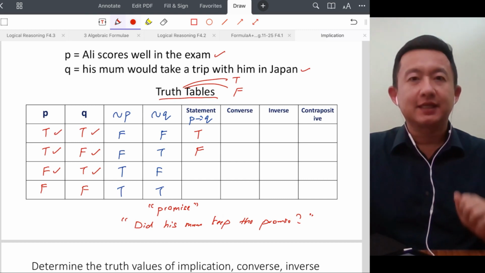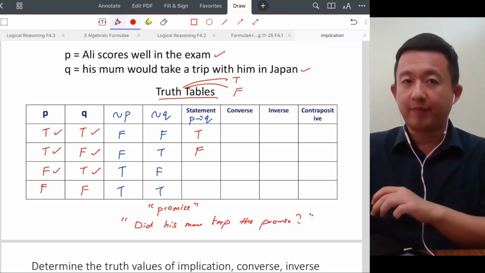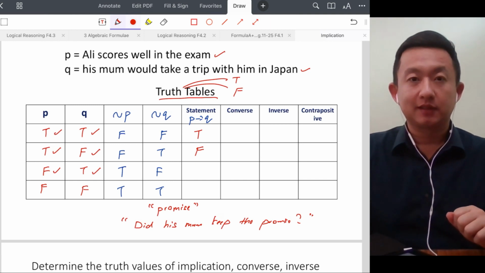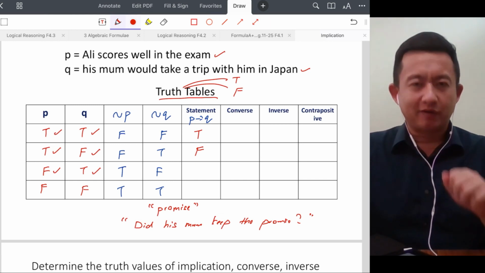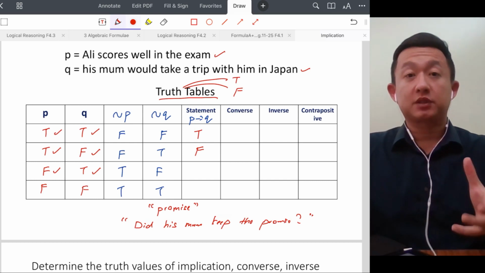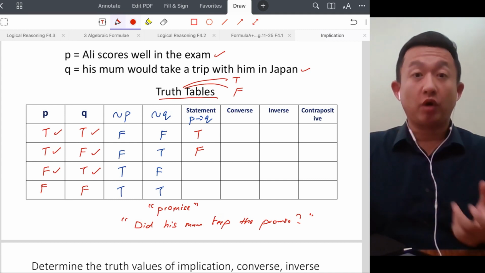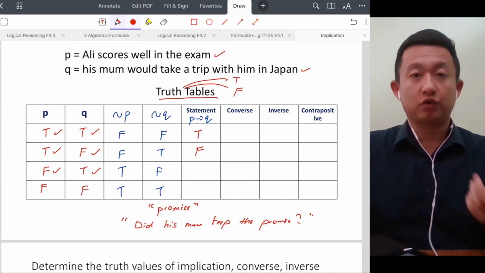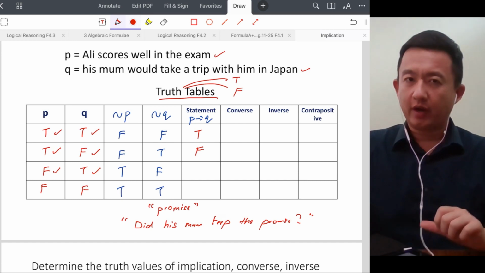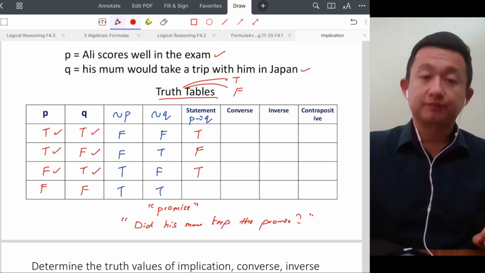It could be this way, or with any other possible reason, somehow the mom still took him to Japan for the trips. So did the mom keep the promise? Even though Ali did not score well in the exam, the mom still took him on the trips. So the mom did not break the promise, because the mom can choose not to fulfill the promise since Ali did not fulfill the criteria. So in this case, the mom did not break the promise, it's still true.